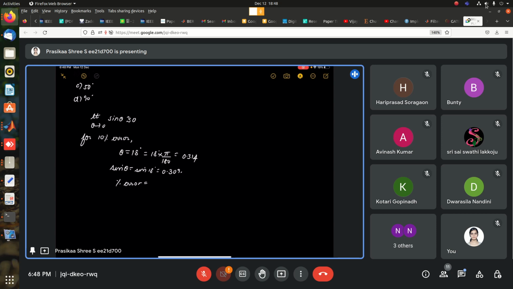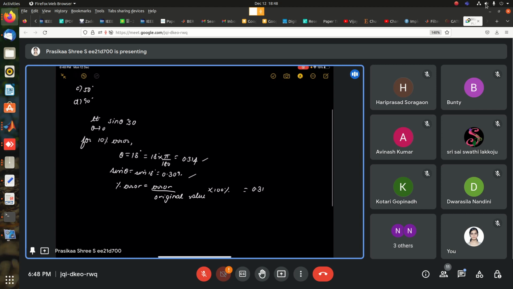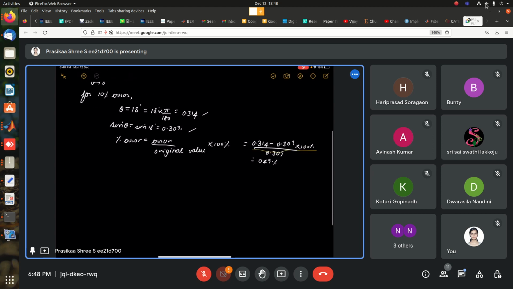Percent error is equal to the error divided by the original value into 100%. Here, sine theta is the original value, and theta is the approximated value. So when you find it for 3.14, approximated minus observed divided by observed into 100% will give you some 0.49%.